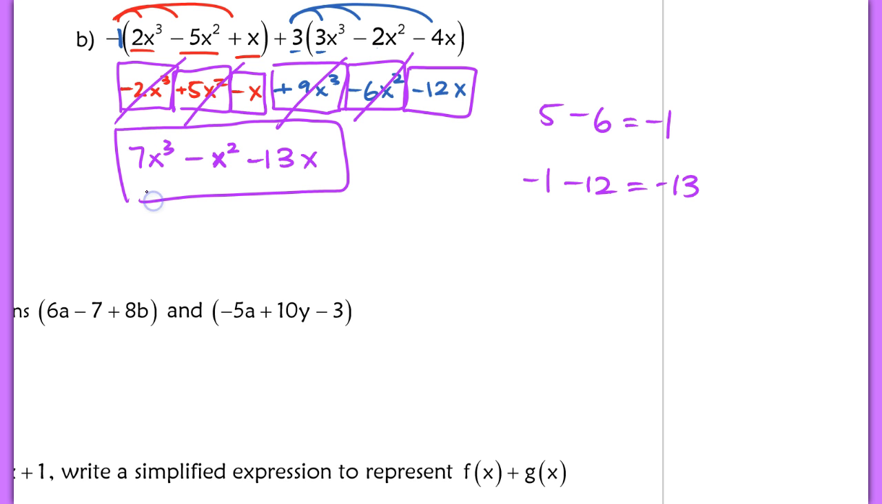Remember, I can't combine any of these because even though they all have x's, they don't have the same exponent, so these are not like terms. So that would actually be my final answer here, just this expression, 7x cubed minus x squared minus 13x.